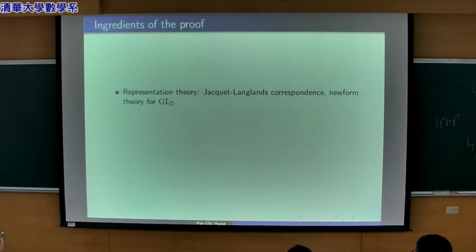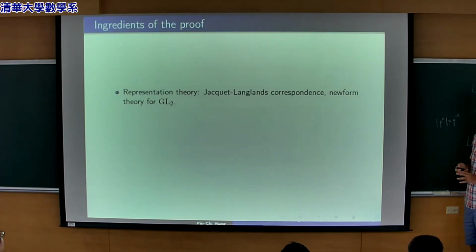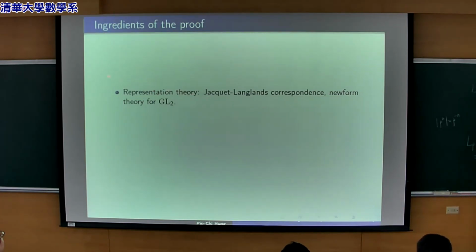Just briefly about the proof. The proof uses representation theory. We need to attach to the elliptic curve a modular form, which is an analytic function on the upper half plane, the complex upper half plane, and you work on that. Certain invariants of the elliptic curve are equal to the invariants of that modular form, so you can know the invariants from that analytic function. That's the representation theory.